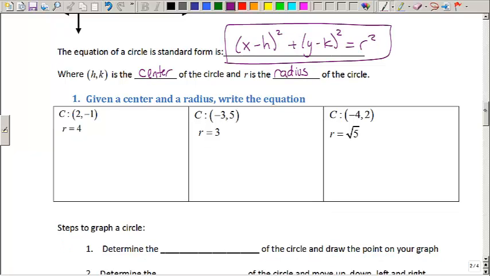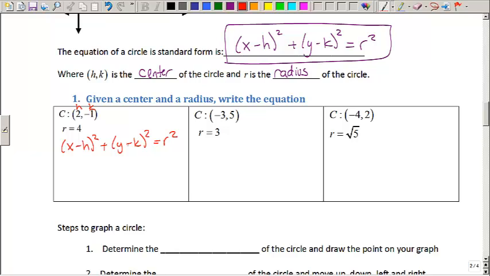There are 3 types of things that we'll be asking you to do. The first is, if I give you a center and a radius, I need you to be able to write the equation. So if I give you my center is 2, negative 1, you might consider labeling your center h and k. My radius is 4. And all I'm going to do is plug it into my formula. I'm going to rewrite the formula just so you can see it a little bit closer here.